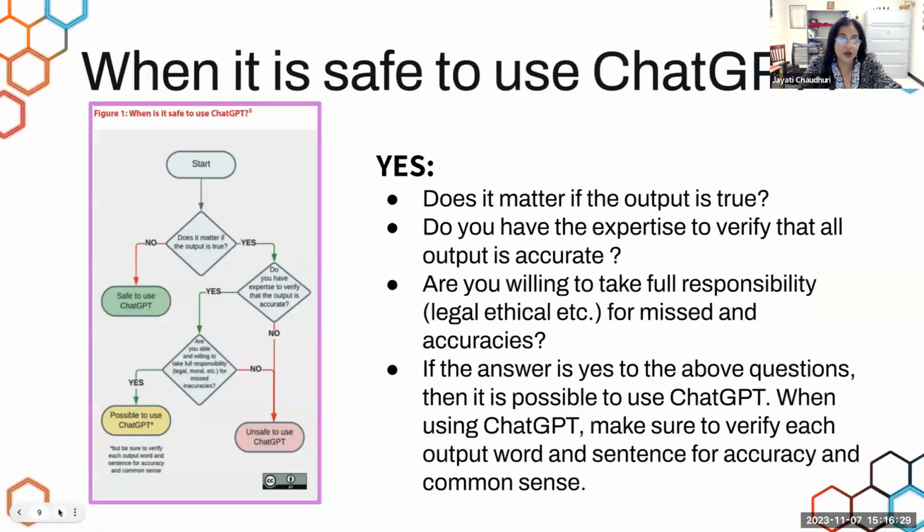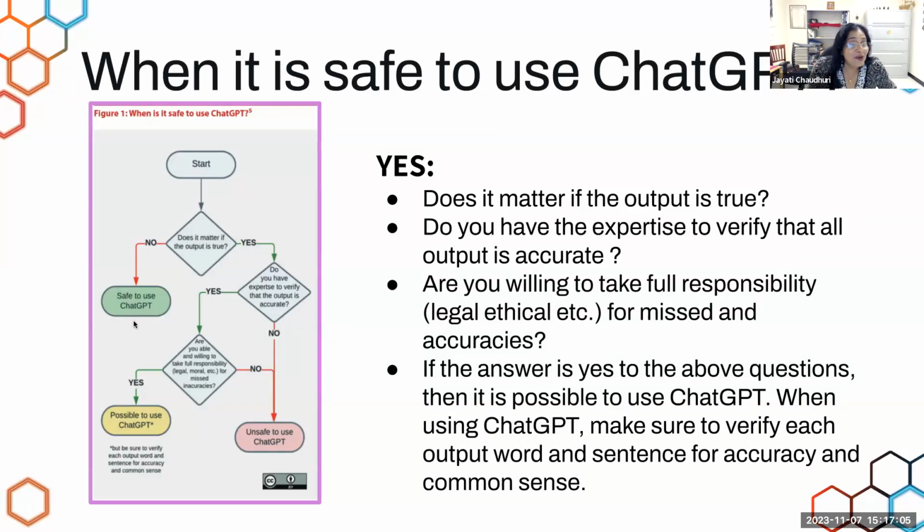Next slide, please. So, when is it safe to use ChatGPT? Here is a diagram or chart I have used, because ChatGPT comes with, again, a lot of promises. If you start with my diagram: does it matter if the output is true? If the output being true doesn't matter, if you look at the arrow here, it is totally safe to use ChatGPT. So if you are writing a story or creating a poem, it's totally safe to use ChatGPT.